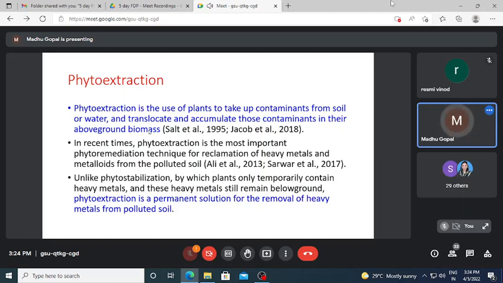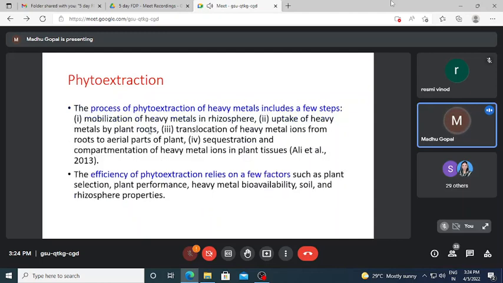It is different from phytostabilization. In phytostabilization, plants only temporarily contain heavy metals. They remain below ground. So phytoextraction is in fact a permanent solution for the removal of heavy metals from polluted soil. It involves a few steps: mobilization of heavy metals in the rhizosphere, the root zone, uptake of heavy metals by plant roots, then translocation from roots to aerial parts of the plant, and sequestration and compartmentalization of heavy metal ions in plant tissues. These are the steps involved.